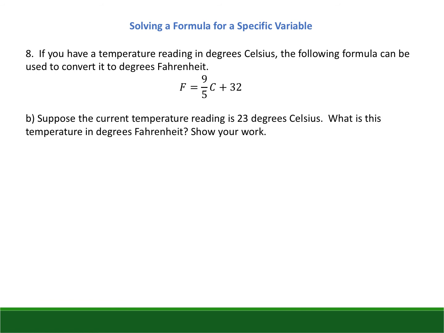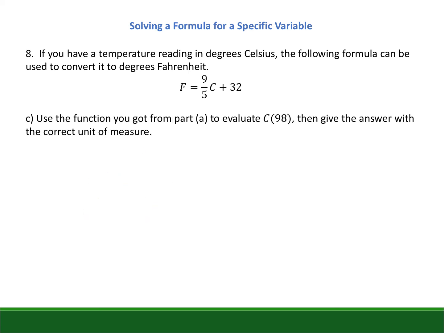So question B says, now suppose the current temperature reading is 23 degrees Celsius. So that means when C is 23 degrees Celsius, we want to know what is the temperature in degrees Fahrenheit. So we want to know what is F. To solve for F, we can just use the formula, right? Let's substitute in 23 for C, and let's solve for F. If we do this multiplication, that gives us 73.4 degrees Fahrenheit. So 23 degrees Celsius is the same thing as 73.4 degrees Fahrenheit.